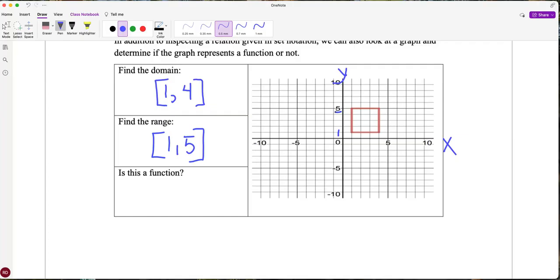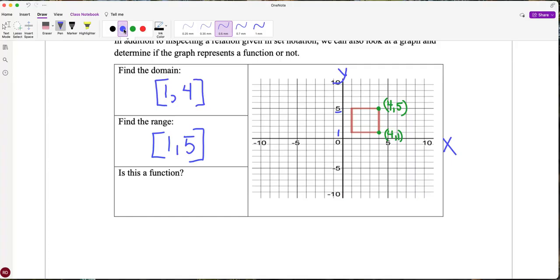Now, is this a function? Yes or no, and why? Emily, is it a function? The x value is what? Okay, let's just pick a point. What is this point right here? 4, 1. What is this corner up here? 4, 5. Is it a function? No, because a 4 is giving you what? Two different values.